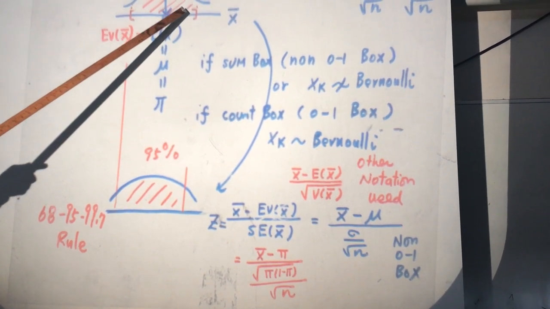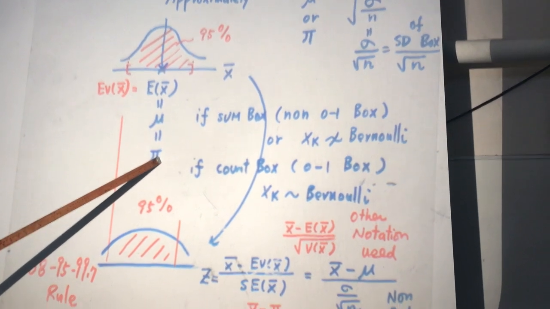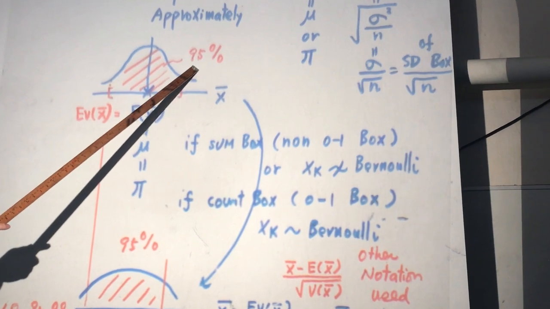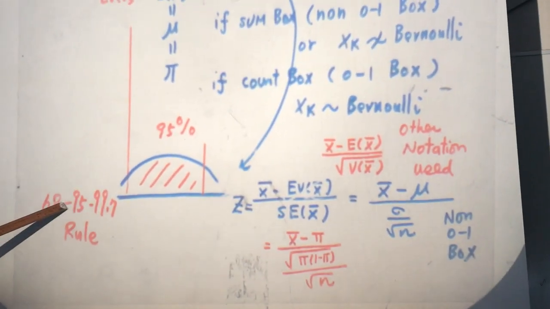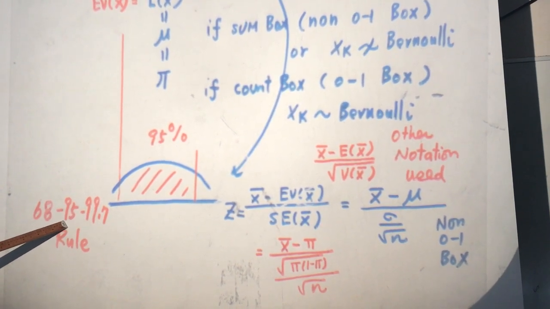Remember, we try to construct an interval that will catch mu, or pi, with a big probability. How big is it in this case? 95%. Do you still remember the 68, 95, 99.7 rule? What is this 95 here?